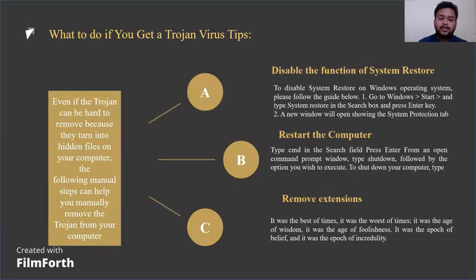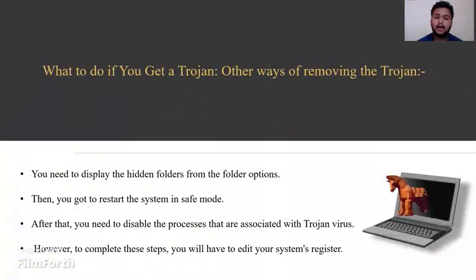After restarting, we should remove extensions. As we have seen above a method to get rid of a Trojan, now we will see other methods of removing a Trojan. Firstly, we need to show the hidden folders from the folder options. Then you have to restart the system in safe mode. After that, you need to disable the processes that are associated with the Trojan virus. To do these steps, you will have to edit the system registry.